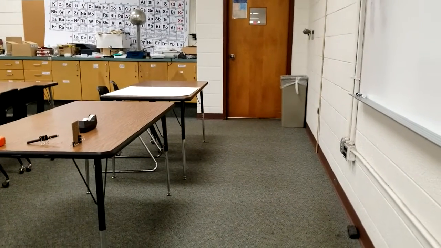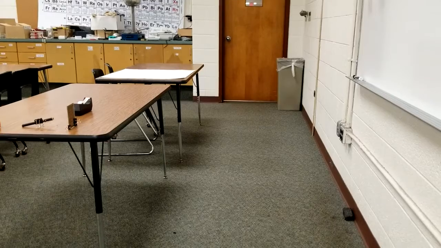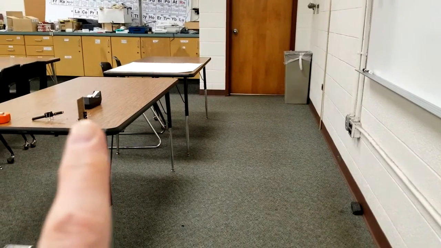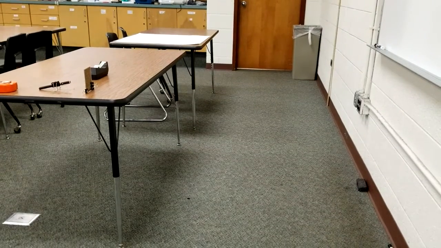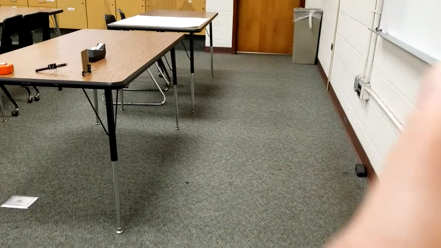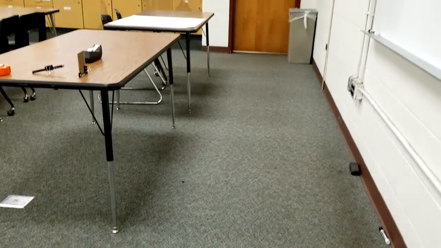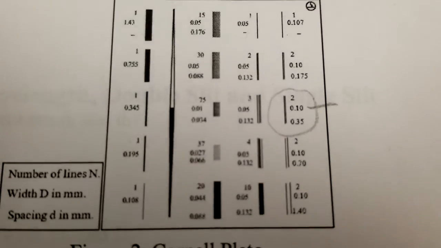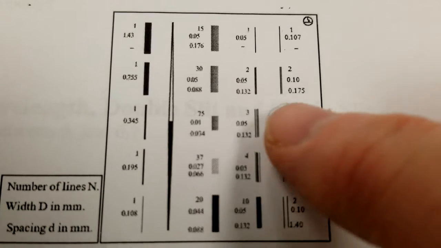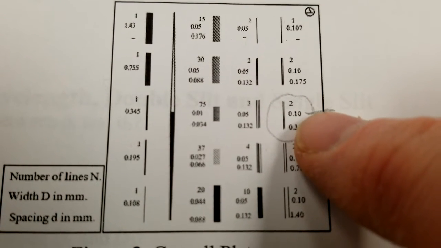All right, so we're getting ready to do the calculations here. There's the Cornell plate over there, and it was projected onto the board over there. I measured the distance from the Cornell plate to the board, and that was 1.39 meters. This is the classic Cornell plate here. I was using the second one right here.